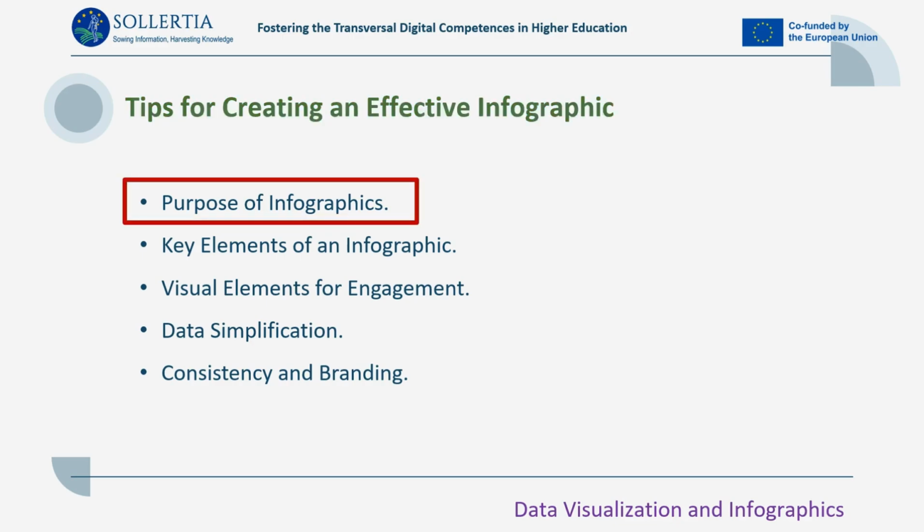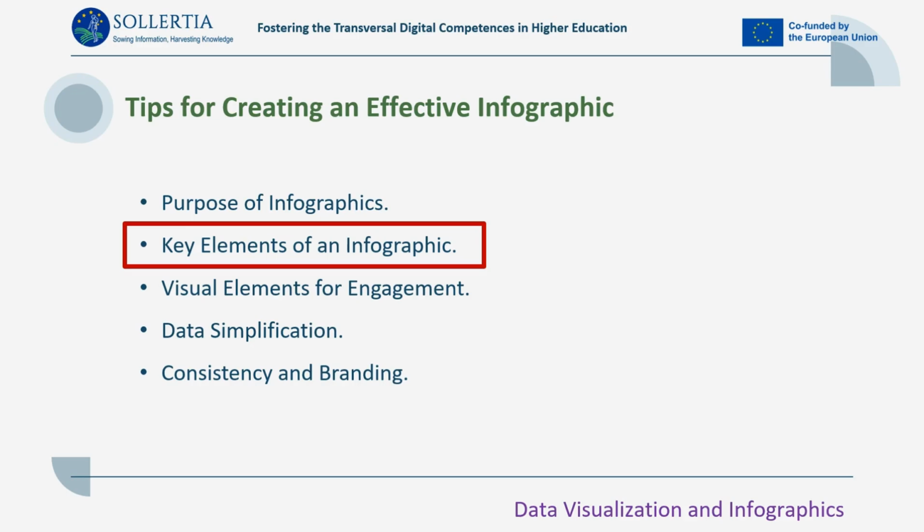Infographics are graphical representations designed to convey complex information or data in a visually appealing and easily digestible way. They help tell a story or explain a concept by using visual elements like icons, charts, and minimal text. This is why they are effective at communicating information quickly. Key elements of an infographic.